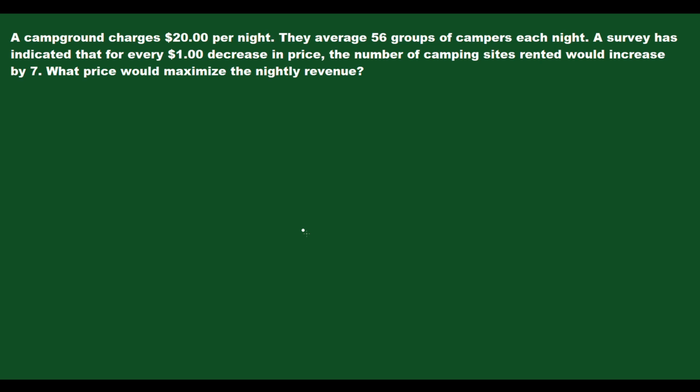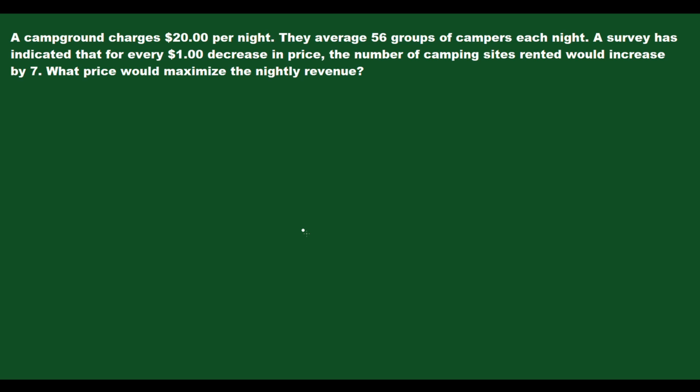Now, a survey that they conduct indicates that if they drop their prices by $1, so if instead of $20 per night, they only charge $19, that would make 7 more camping groups decide, yeah, we want to go camping there as well. And so instead of 56 groups, you'd have 63 groups, right? 7 more groups would show up.